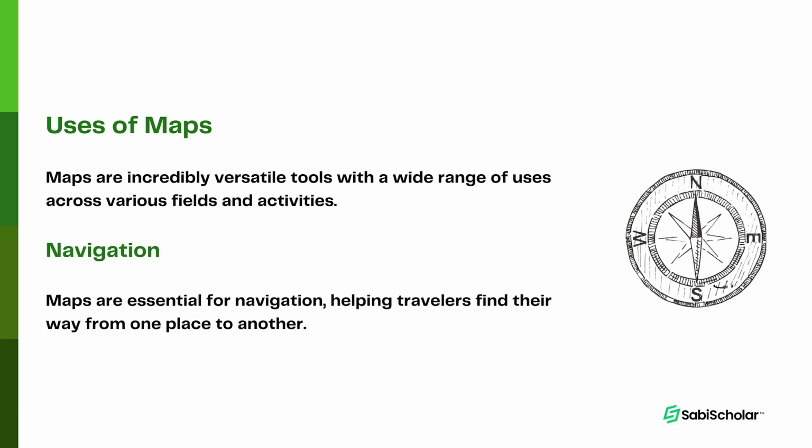Maps are essential for navigation, helping travelers to find their way from one place to the other. In this case, in the modern era, we can actually use our phones now to use the map and actually know our way around where we are going to or where we currently are, and exactly how far the next place that we are looking for is from our current location.